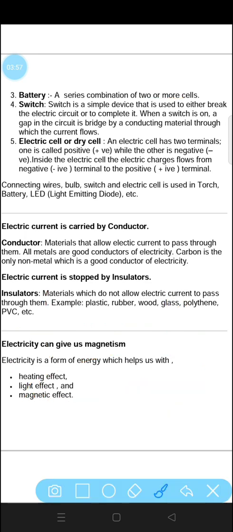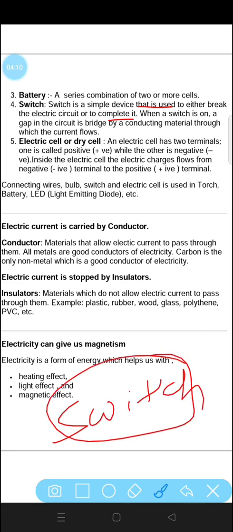Next one is switch. A switch is a simple device that is used either to break the circuit or to complete it. If we switch on, what will happen? The bulb will glow. That means the circuit is complete. And if we switch it off, then the bulb will stop glowing. That means the electric circuit has been broken. So these are the two conditions for a switch to work.